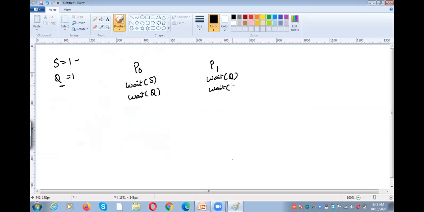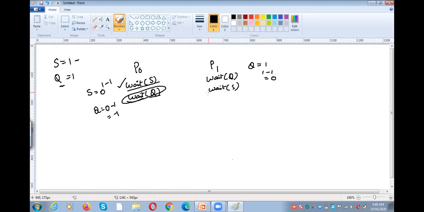So wait of S, what happened here? Wait of S will be successful. Why? Because wait of S means 1 minus 1. So what is the value of S now? 0. At the same time, P1 is performing the wait operation on Q. What is the value of Q initially? 1. So 1 minus 1 means 0. After that, P0 is willing to perform the wait of Q operation. Is it able to perform the operation? No. Why? What is the value of Q? Q value is 0. 0 minus 1 means minus 1. So it cannot perform the wait operation on Q.